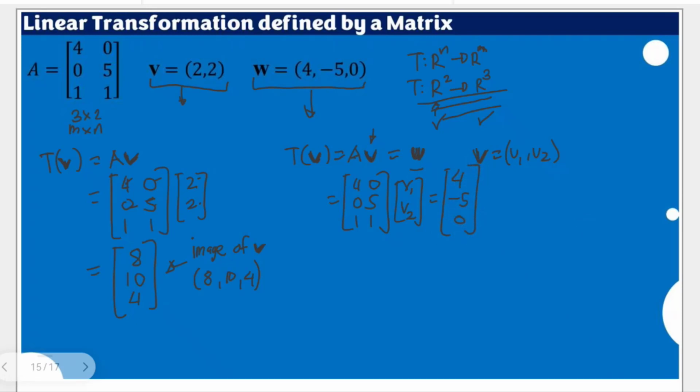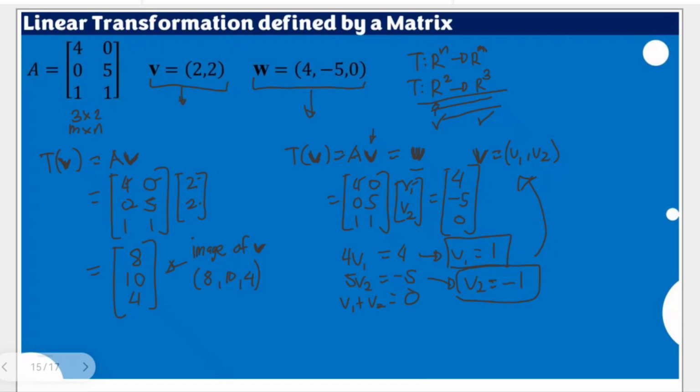Hence, we will have equations. The first equation: 4 times v1, so we have 4 v sub 1 and 0 v sub 2, is equal to 4. The second equation: 0 times v sub 1, and 5 times v sub 2 is equal to negative 5. And the last is v sub 1 plus v sub 2 is equal to 0. Of course, with this, v sub 1 is already 1. For v sub 2, dividing both sides by 5, you will have negative 1. You're already done with v sub 1 and v sub 2, which comprise the pre-image of your w.